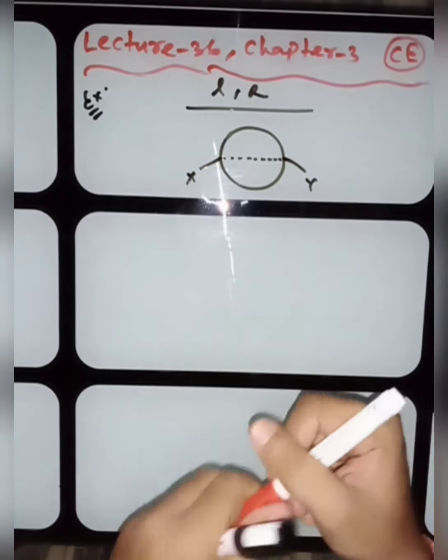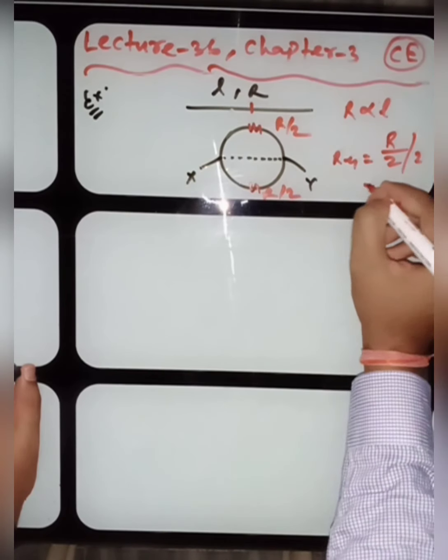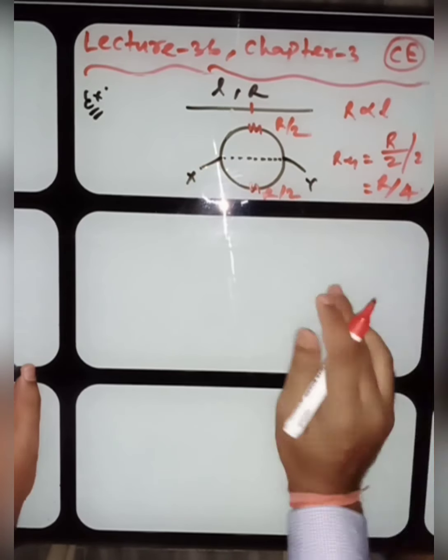Now these two resistors are connected in what manner? They are connected in parallel. Very easy. The equivalent resistance will be R by 2 divided by 2, since two equal resistors are connected. So the answer is R by 4. I hope you will understand.